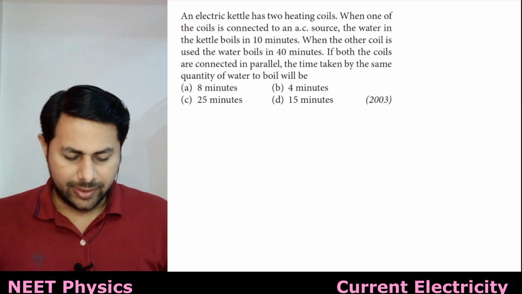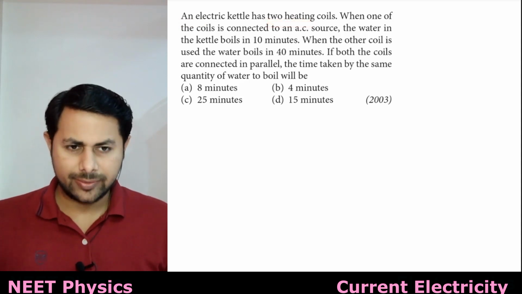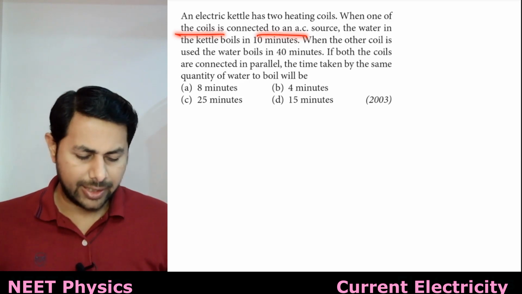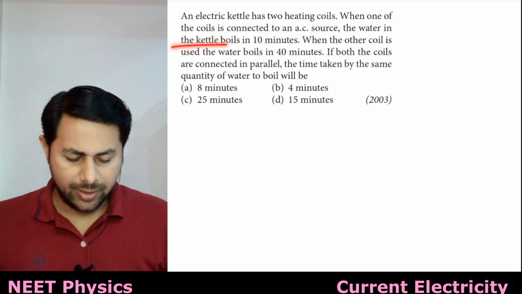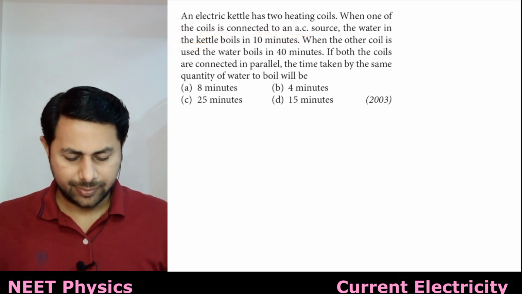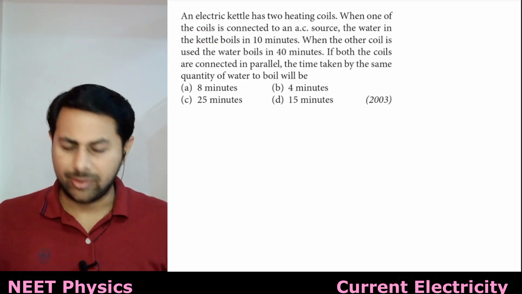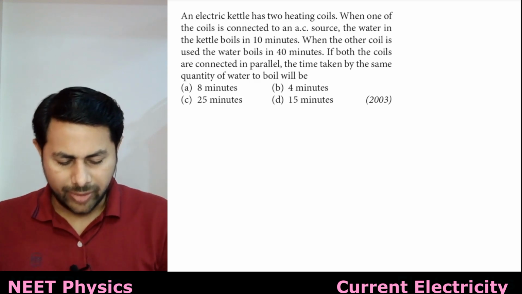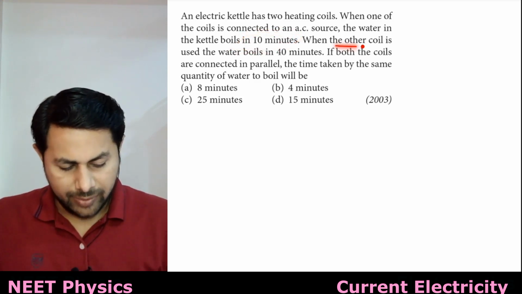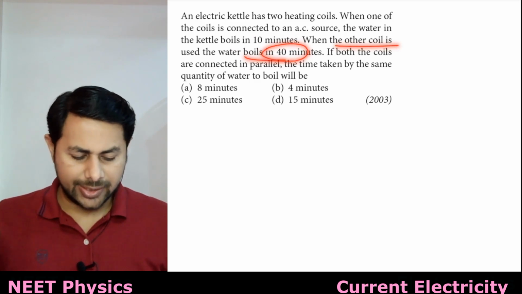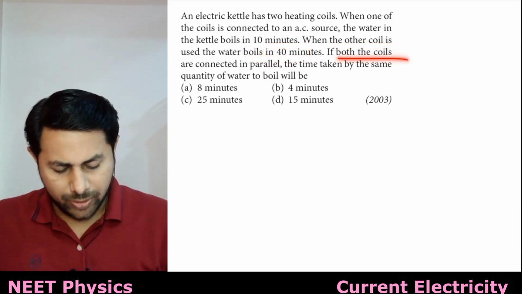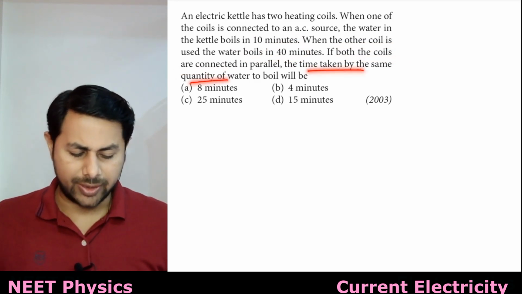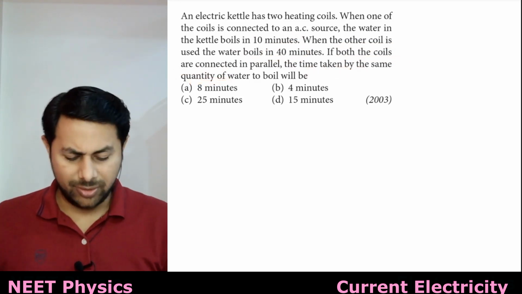An electric kettle has two heating coils. When one of the coils is connected to an AC source, the water in the kettle boils in 10 minutes. When you connect one coil, the water boils in 10 minutes. When the other coil is used, the water boils in 40 minutes. If both coils are connected in parallel, then the time taken by the same quantity of water to boil will be? This is the question.